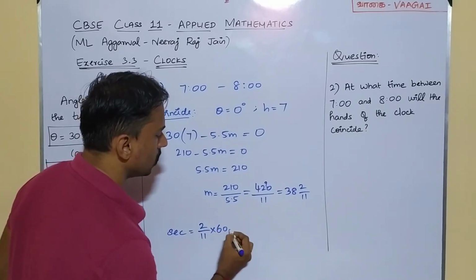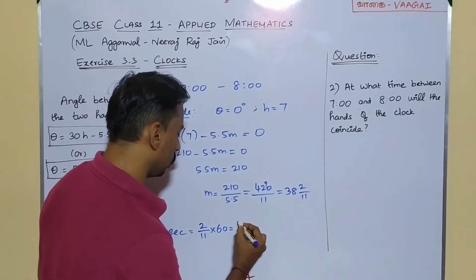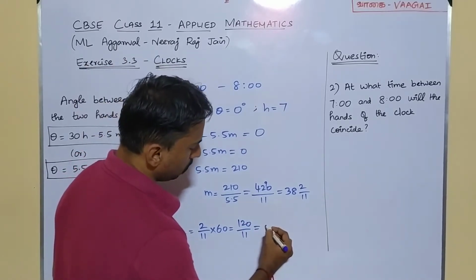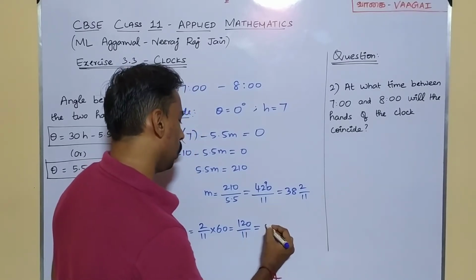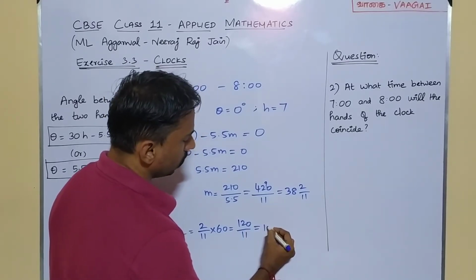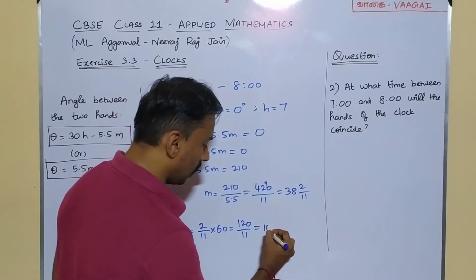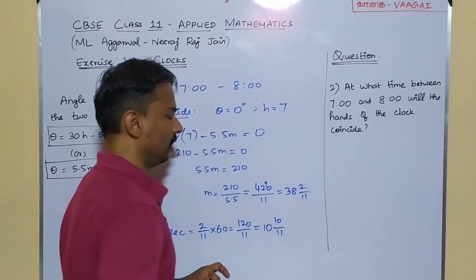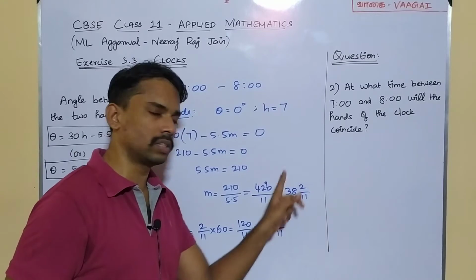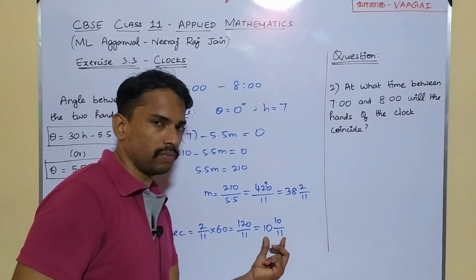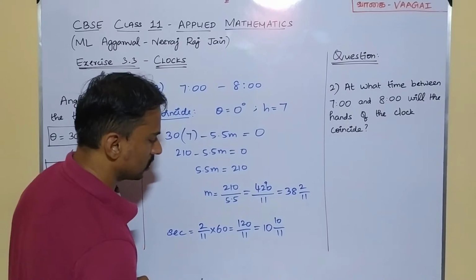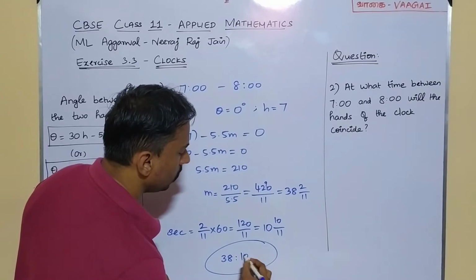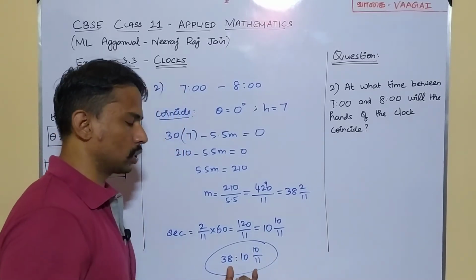I should multiply it with 60. So if I do it, I will get 2 into 60, 120 by 11. I can go up to 11 10s are 110, I will have a balance of 10. So 10 by 11. So this is what that extra fraction of a minute is, expressed in seconds. So that means my answer in terms of minutes will be 38 minutes and 10 by 11 seconds. So this is what I will be getting.